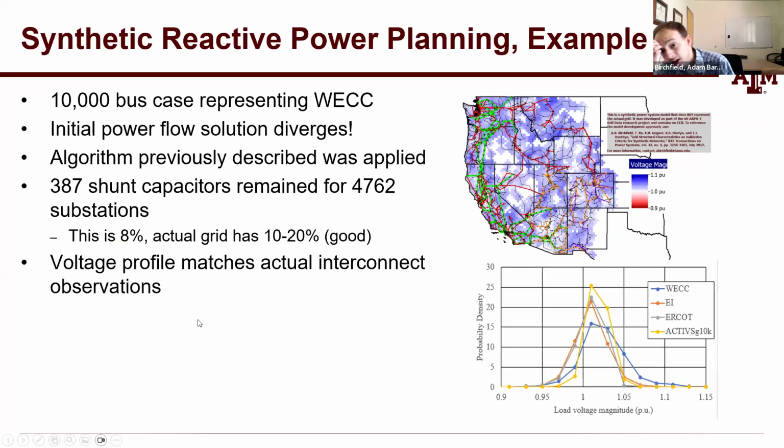And so here are some results. This is a 10,000 bus case for the Western Interconnect of the US. The initial power flow solution diverges, and we end up only needing about 8% of the substations to have shunt capacitors on them. And this is actually a lower percentage than you typically see in the real grid, which is good. It gives us the opportunity to have some room for some additional ones as needed. And if you look at the voltage profile there, you can see the comparison of the synthetic grid in yellow distribution against the other grids.